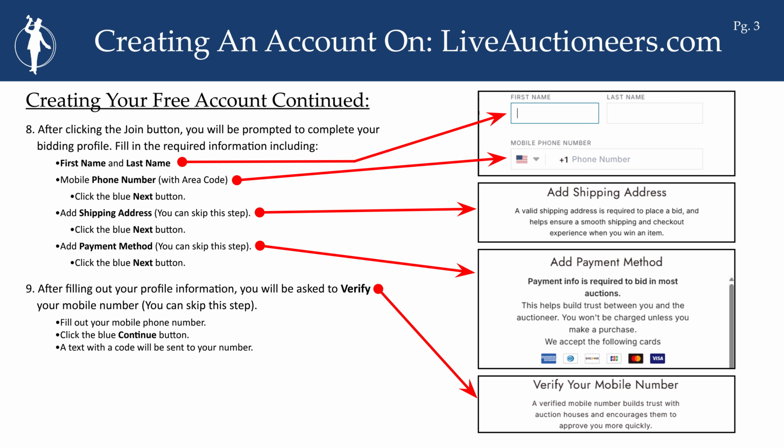Fill in the required information, including first name and last name, and mobile phone number with area code. Click the blue Next button. Add shipping address. You can skip this step. Click the blue Next button. Add payment method. You can skip this step. Click the blue Next button.